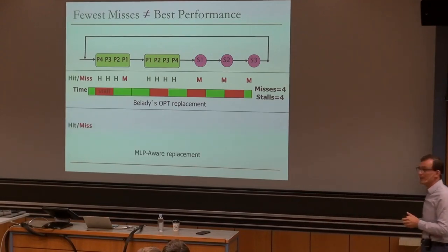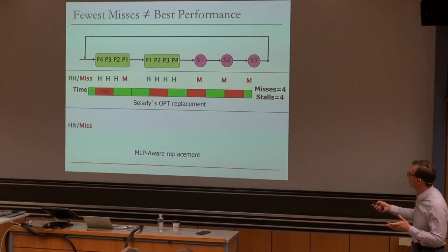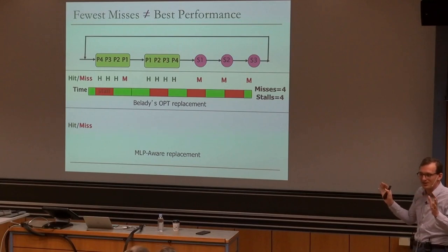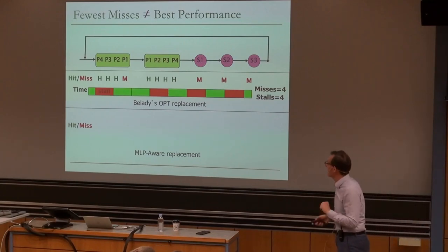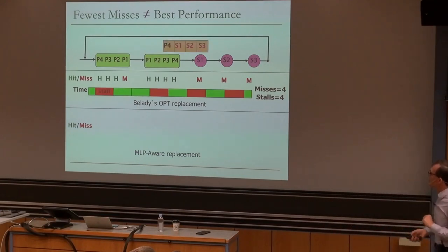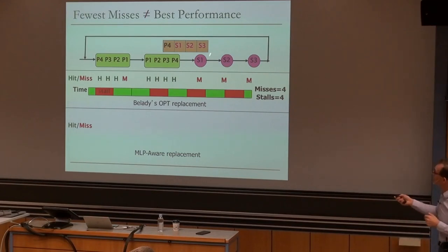Now, what if we were aware that these misses were much more costly than these misses? And that's true, right? Because if you get four misses over here, what will happen is that you're going to stall only approximately once, because they're going to be serviced in parallel. That's the assumption we're making. So if you make that assumption, what will be the state of the cache? At this point, we're going to prioritize S1, S2, S3, because we know that they're isolated. So we're going to keep them in the cache.